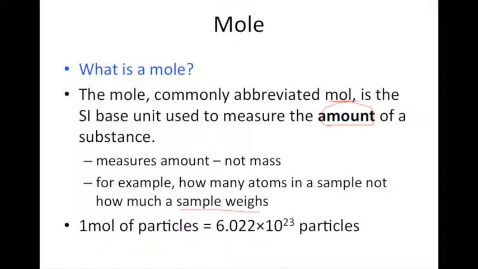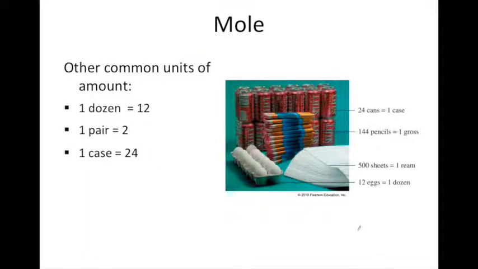Well, the mole is the unit of amount, and it turns out that 1 mole of something, 1 mole of particles, is equal to 6.022 times 10 to the 23rd particles. So let's try to define that a little bit more clearly. The mole is a unit of amount. There are other units of amount that we're very familiar with. A dozen is a unit of amount equal to 12. A pair is equal to 2 of something. A case of soda cans is equal to 24 cans.